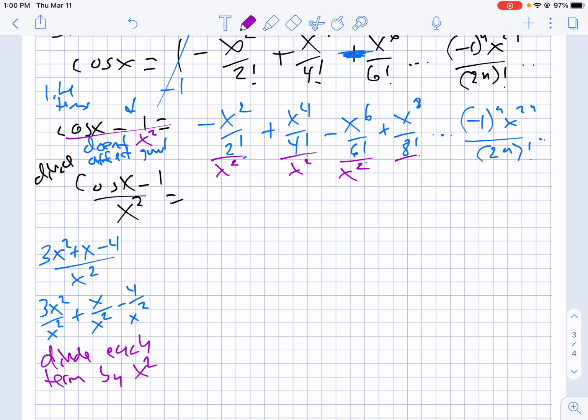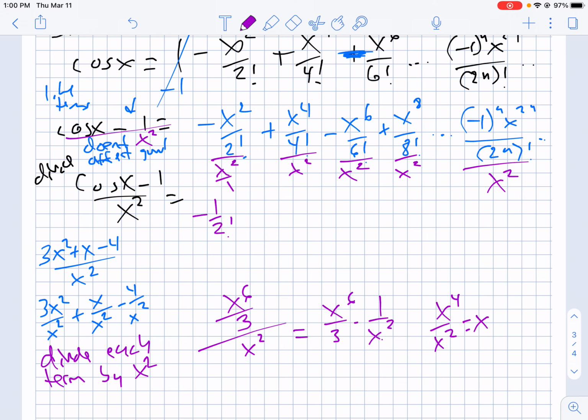Now, don't be too upset about the fractions, right? If you have like x to the 6 over 3 and you divide it by an x squared, that's just like x to the 6 over 3 times 1 over x squared. It's just going to cancel. So you can put it over 1 and flip it and multiply if you want. So anyway, this becomes negative 1 over 2 factorial. Here, when you have x to the 4 over x squared, you subtract. It's x to the 4 minus 2. So that'll be x squared over 4 factorial. X to the 6 over x squared, we cancel 2 of them. So that's minus x to the 4 over 6 factorial. And then x to the 6 over 8 factorial.